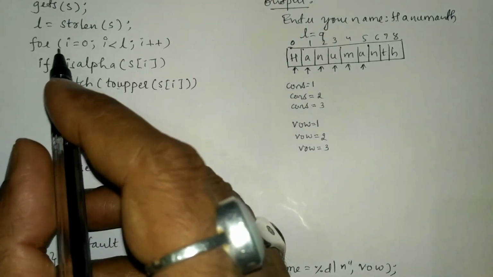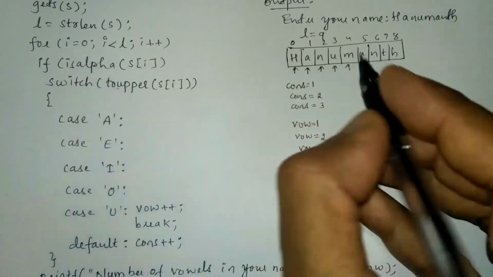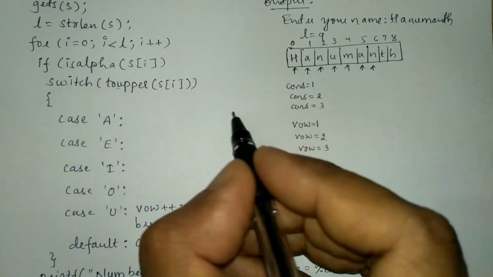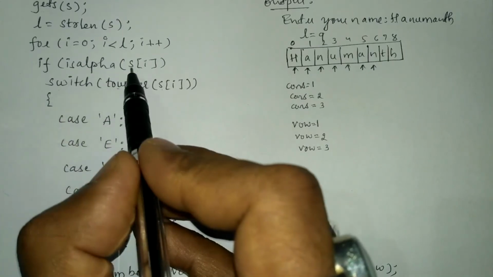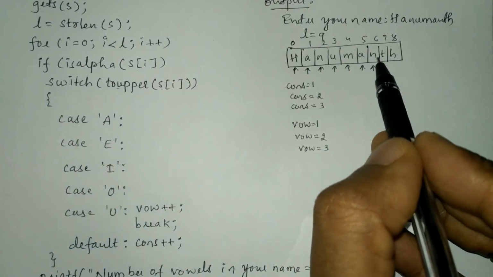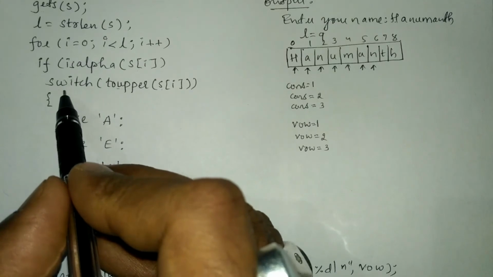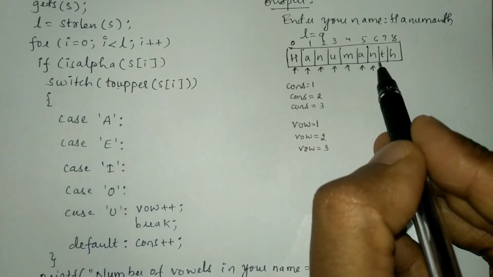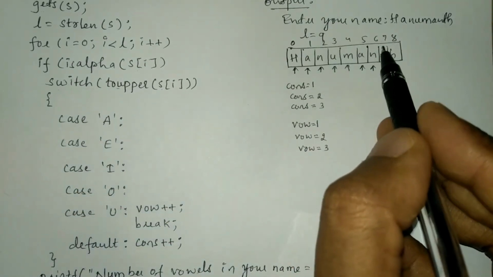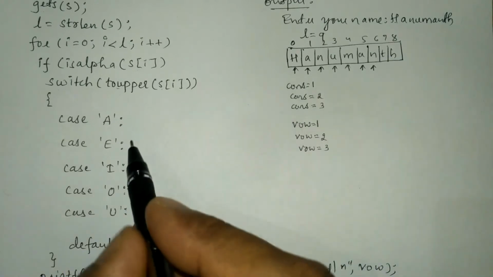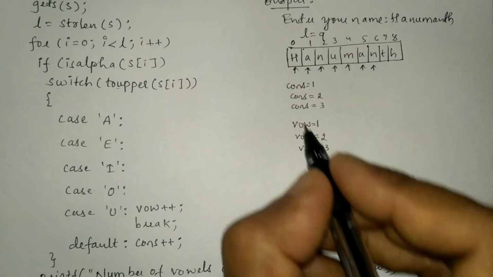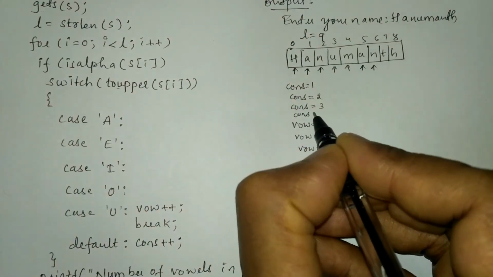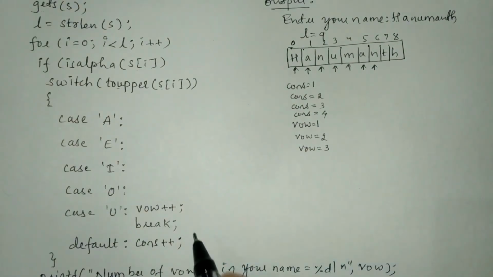Again control transfers to the for loop by incrementing the value of i by 1. Now it is pointing to 6. So 6 is less than 9, yes, it is true. S of 6 is N, that is an alphabet. Switch to upper, so it is going to convert this lowercase letter to uppercase letter. Here it is not matching with any of the case labels, then default: consonant will get incremented by 1. So I am going to write consonant is equal to 4.